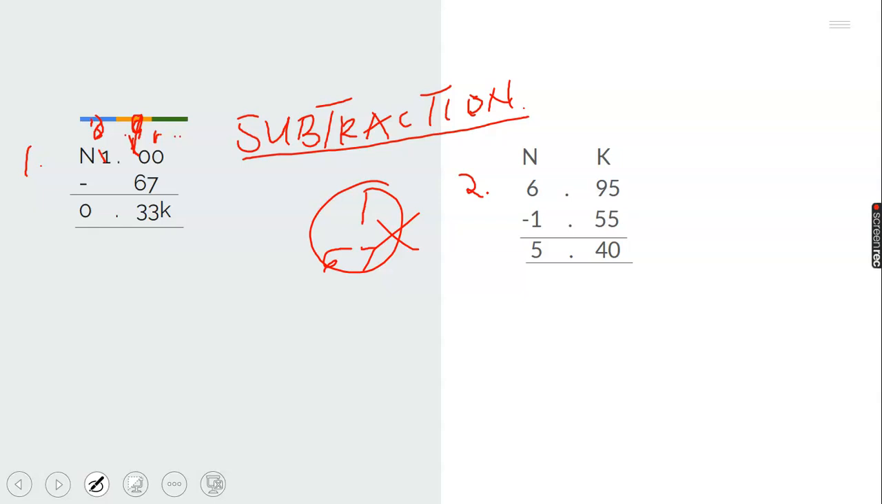5 take away 5 is what? That's 0. 9 take away 5 is what? That's 4. Then we come to the second side. 6 take away 1. That's 5. So that gives us our final answer, which is 5 naira 40 kobo.